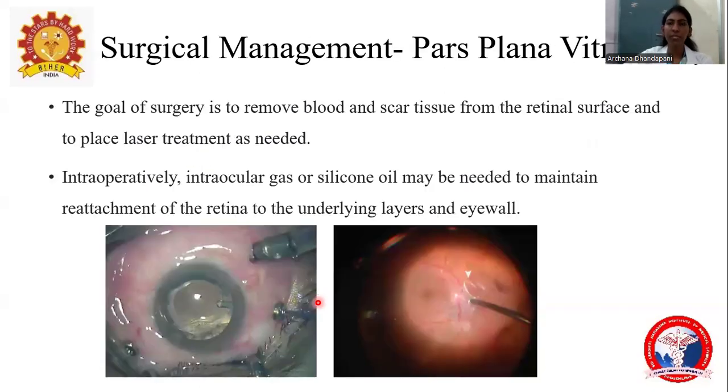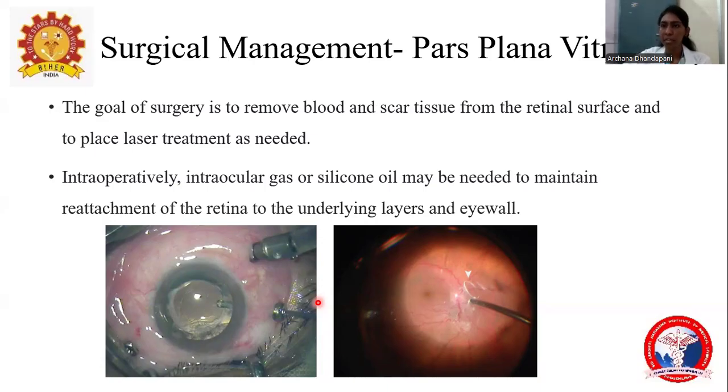So surgical management, we do pars plana vitrectomy. It is used to remove the blood or any scar tissue from the retinal surface. And during surgery, we can also do laser pan-retinal photocoagulation through the endolaser probe. And intraoperatively, we can inject any intraocular gas or silicone oil that may be needed to maintain the reattachment of the retina to the underlying layer and eyeball.